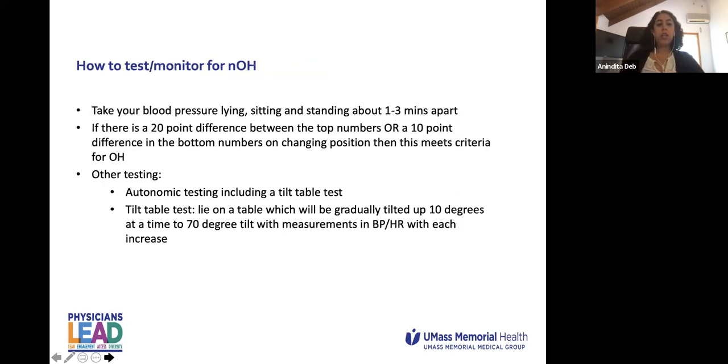So how do we test for or monitor NOH? Your physician might ask you to take your blood pressure at home, and in that case we usually advise taking it lying, then sitting, and then standing, about 1 to 3 minutes apart for each position change. First thing in the morning is a good time: when you're lying down, then sitting up, waiting about 1 to 3 minutes, taking it again, and then standing up and taking it again, and logging the blood pressure and the heart rate.